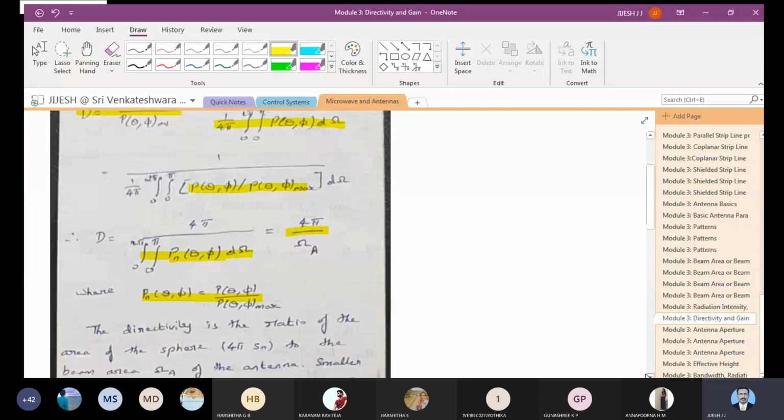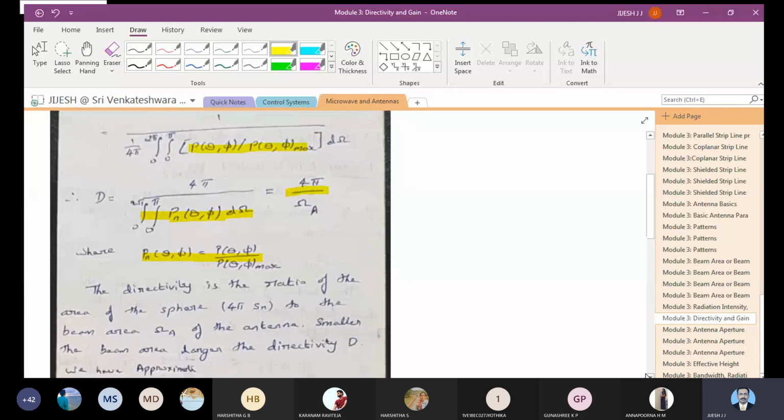So directivity is the ratio of the area of the sphere, 4 pi steradians, to the beam area omega A. So that's what you have seen in the equation, that it is the ratio of 4 pi divided by omega A of the antenna. Smaller the beam area, larger the directivity. So you know that beam area is in the denominator. So smaller the beam area, larger you will be getting the directivity. So if you want to improve the directivity to a larger value, you make sure that you make this beam area a smaller value.